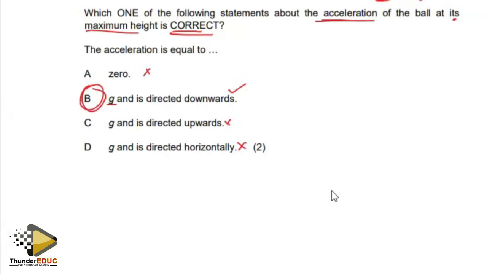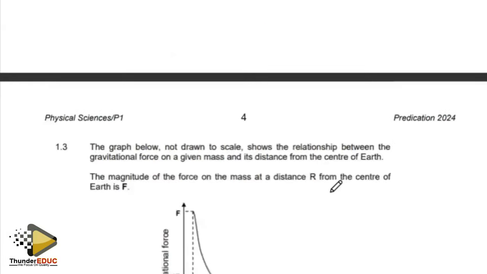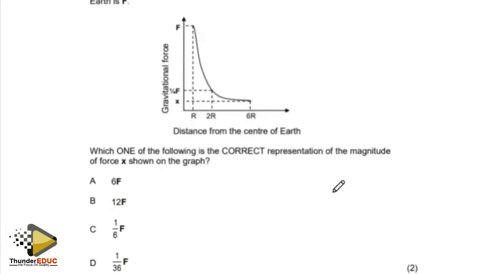G will always be directed downwards, whether the object was vertically up or vertically down, regardless of the initial direction of projection. Then 1.3, we have a graph that is not to scale, the relationship between the gravitational force and the mass and its distance. This is the distance, this is the force. They are telling us that the magnitude of the force at a distance r is F. Which of the following statements is correct for the magnitude of the force X?